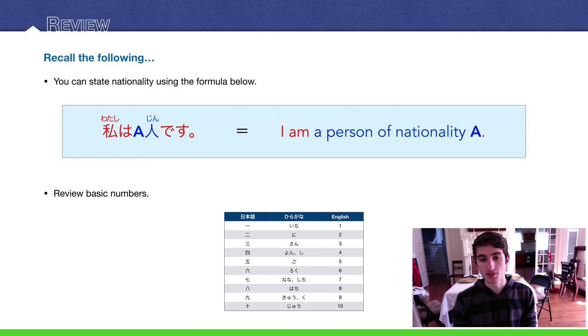Let's also review basic numbers. You're going to need them a little bit, well, a lot actually, in this lesson. 1 through 10, I'm going to go down the line. This is 1, 2, 3, 4, 5, 6, 7, 8, 9, and 10.